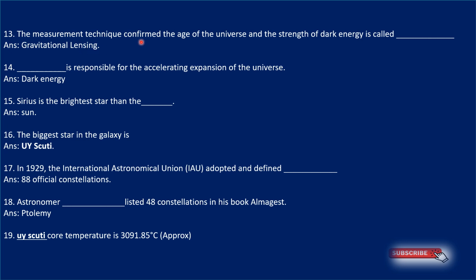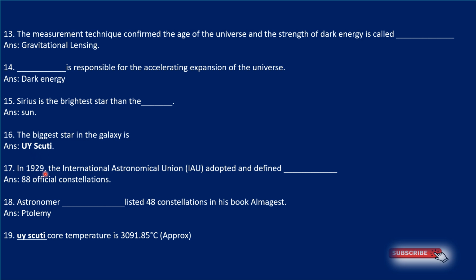The measurement technique that confirmed the age of the universe and the strength of dark energy is called gravitational lensing. What is gravitational lensing? It is the measurement technique that confirmed the age of the universe and the strength of dark energy. Dash is responsible for the accelerating expansion of the universe. It is dark energy. Sirius is a star brighter than the Sun. The biggest star in the galaxy is UY Scuti.